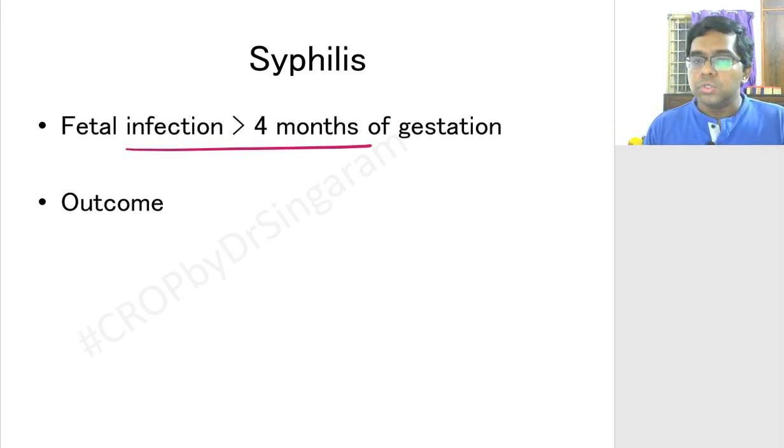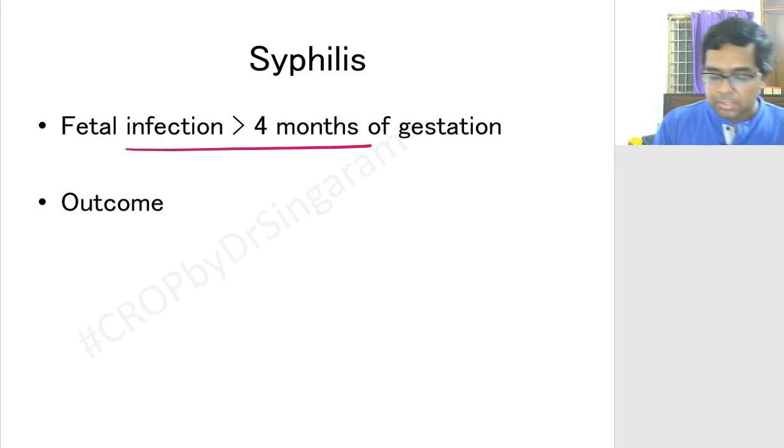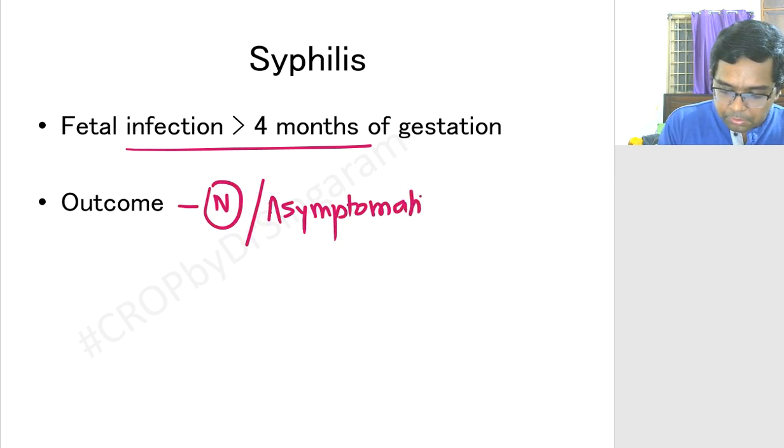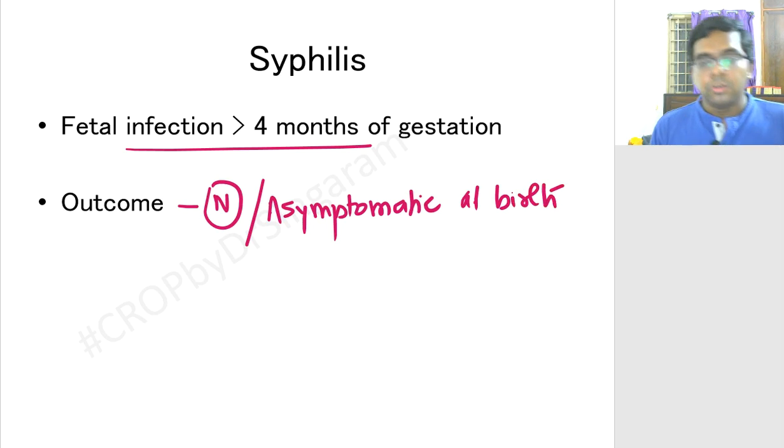So, what is the usual outcome of a baby getting syphilis in the congenital or intrauterine period? Remember, even though I have talked about abortion, IUGR, or so many things, the usual outcome is a normal or asymptomatic baby at birth. That is the point I want you to remember, right? But that does not mean that it is always going to be asymptomatic. Definitely, some group of affected babies are going to develop manifestations of syphilis, which is what you need to remember for your exams.